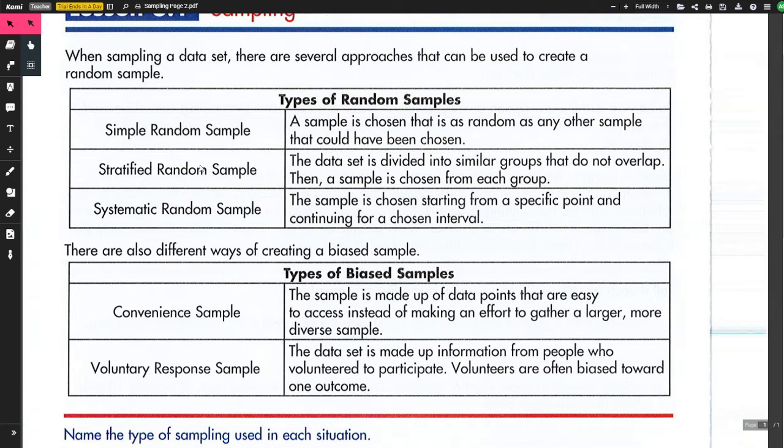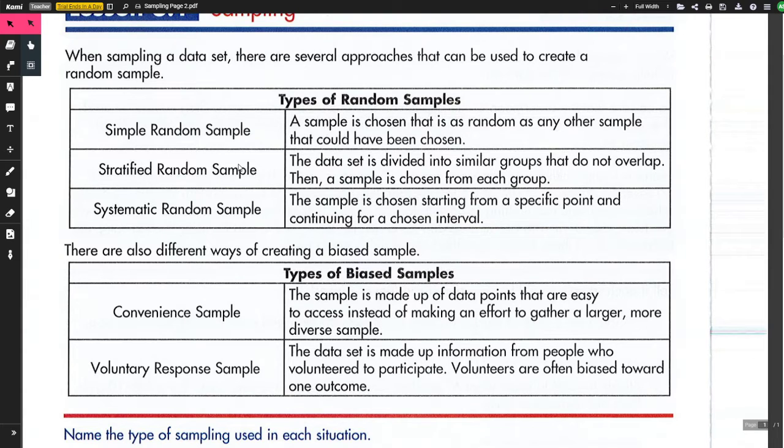Stratified is where you divide them into smaller groups, such as, say, we divide Grant Middle School by 6th, 7th, and 8th graders. Those are similar groups. We have all the 6th graders in one group, 7th graders in one group, and 8th graders in one group. Then we choose some of those 6th, 7th, and 8th graders to represent all 6th, 7th, and 8th graders. And then systematic is where it's chosen as a starting point and continues in those intervals.